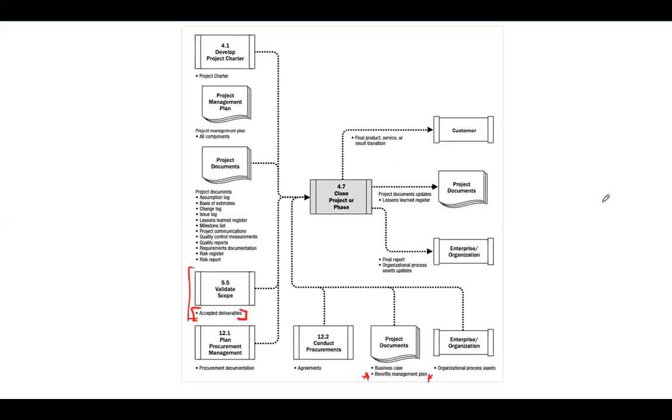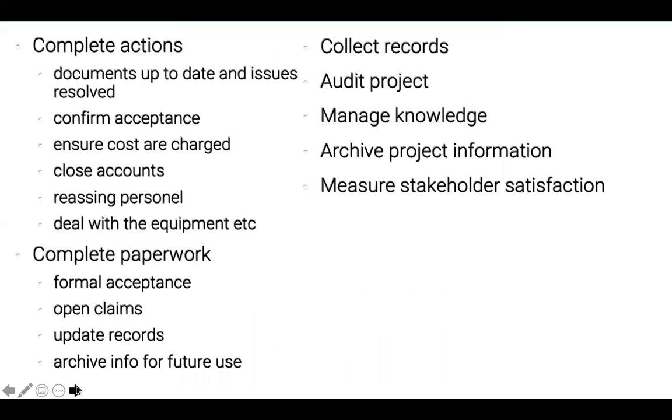And so when we think about what goes into this process, you have to complete actions, and you have to complete paperwork. So, actions to be completed: we make sure that the acceptance is there, so that the customer actually wants to receive the product of the project. You ensure that the costs are charged and the cost centers are closed and balanced. You close accounts and reassign personnel, particularly important for projectized organizations and matrix organizations.